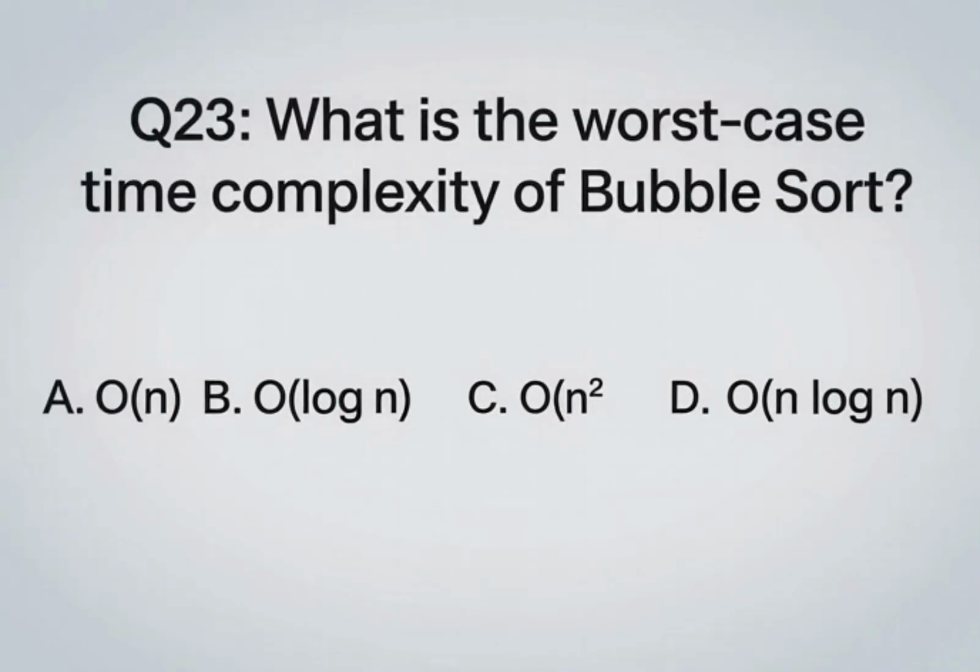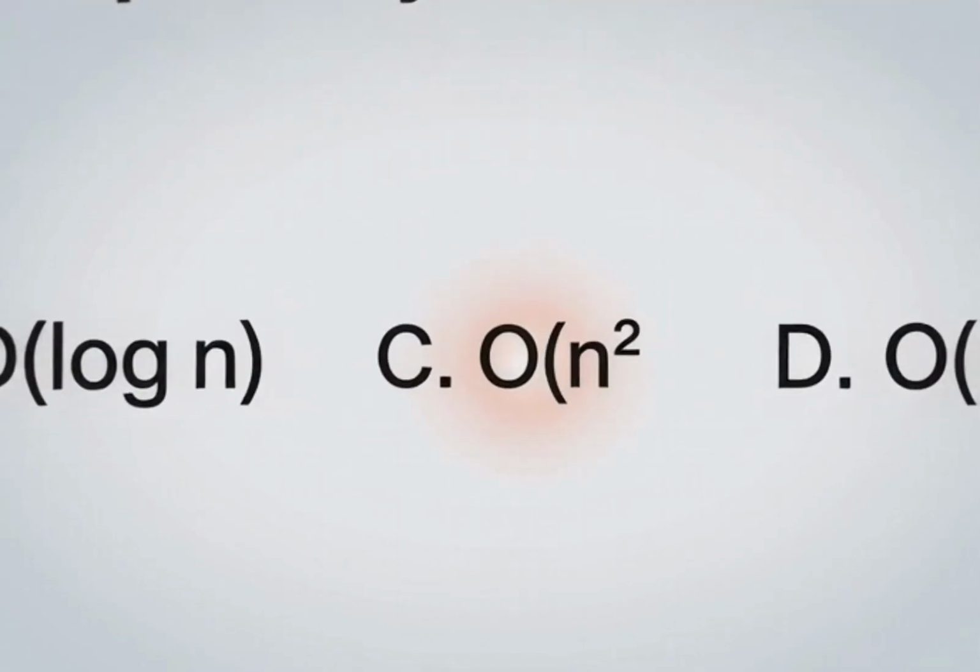What is the worst case time complexity of bubble sort? The answer is C. O of n squared.